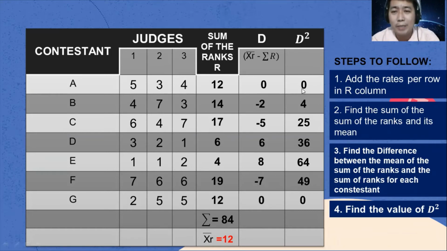We get the value of d squared by simply multiplying the value of d by itself. 0 times 0, 0. Negative 2 times negative 2, 4. Negative 5 times negative 5, 25, and so on and so forth.